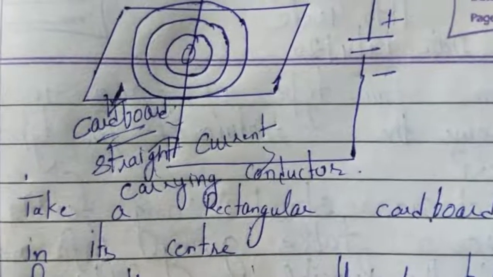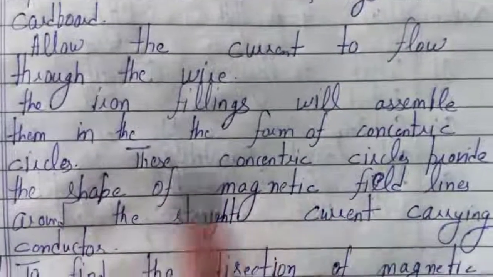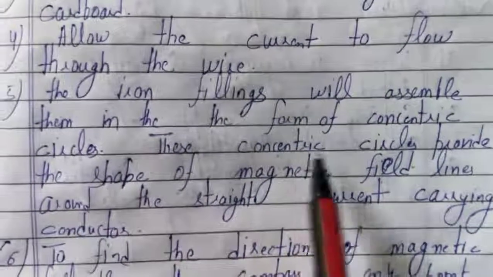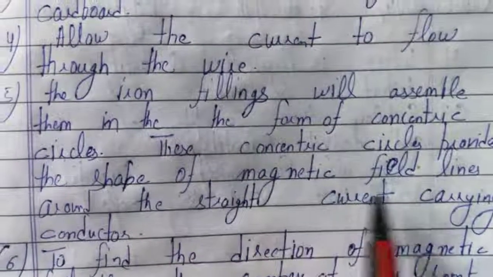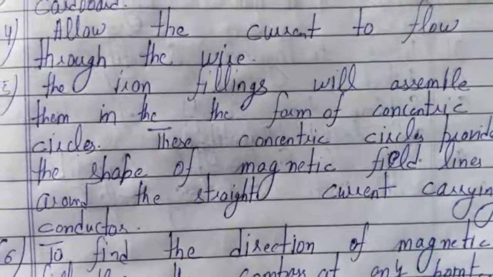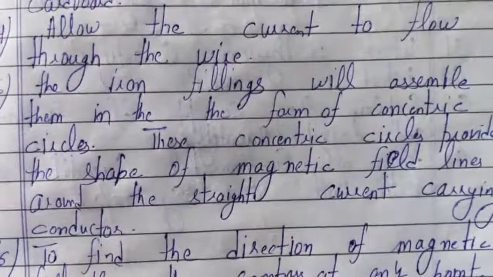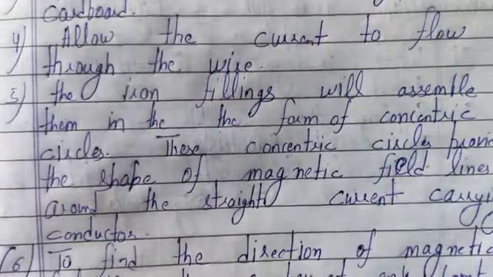So what do these iron filings mean? They arrange themselves in the form of concentric circles. These concentric circles provide the information about the shape of the magnetic field lines around the current carrying conductor. That means if a current is running through a straight conductor, the shape will be in the form of concentric circles.